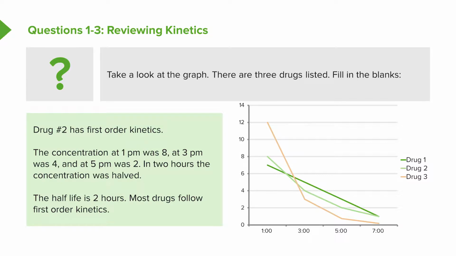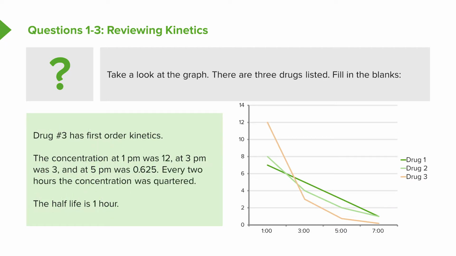But take a look at the concentrations. At 1 o'clock, the concentration was 8. At 3 o'clock, the concentration was 4. And at 5 p.m., the concentration was 2. So every 2 hours, the concentration is halved. That means that the half-life of drug number 2 is 2 hours. Remember that most drugs are going to follow first-order kinetics. Some drugs will follow zero-order kinetics.